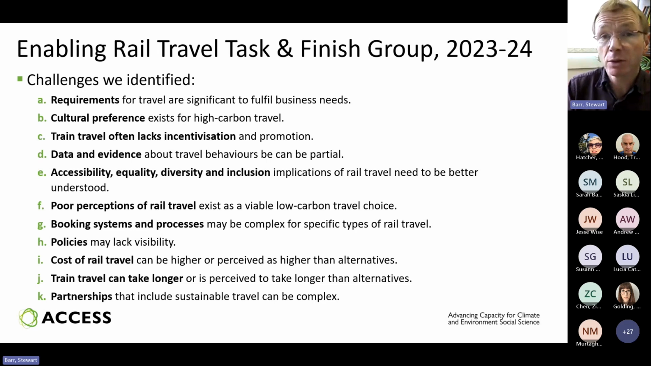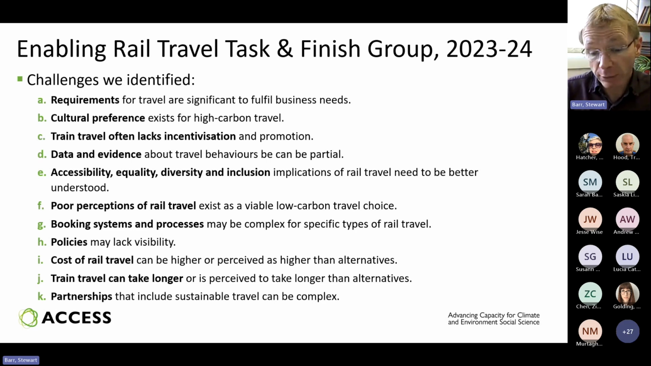Because many of the barriers that we know exist associated with lower carbon travel are associated with a range of physical needs, mental health needs. We did quite a lot of work on neurodiversity and rail travel, and obviously then thinking about the different circumstances that staff have in relation to caring responsibilities, for example, and the issues associated with that.